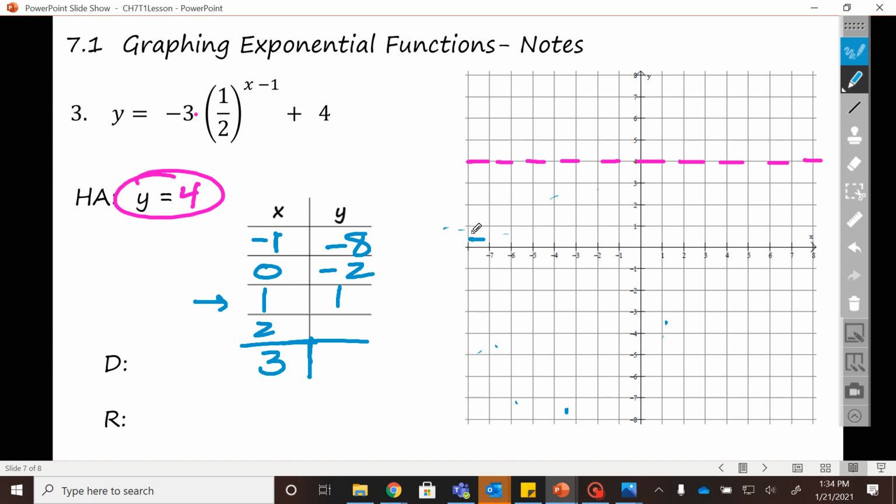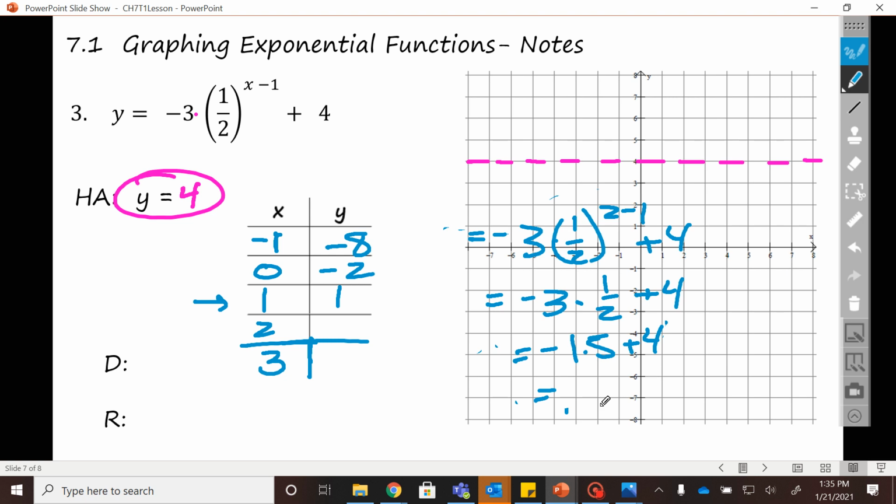All right, plugging in 2. Negative 3 times 1/2 to the 2 minus 1. So that's negative 3 times 1/2, because 2 minus 1 is 1. Half of negative 3 is negative 1.5. And if we add that to 4, we get 2.5.